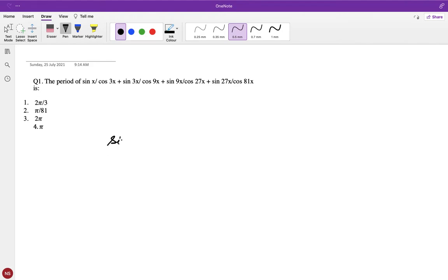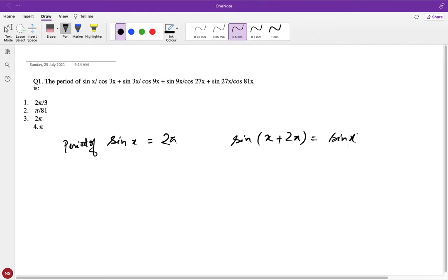We know that the period of sin x is 2 pi. What does that mean? It means if you add 2 pi to x, then you get sin x itself. After a cycle of 2 pi, all the values are repeated. As you can see in the graph, if you draw a curve of sin x, this is 0, this is pi, this is 2 pi. After 2 pi, the cycle repeats. That is the period. This is 4 pi, and the cycle repeats again.